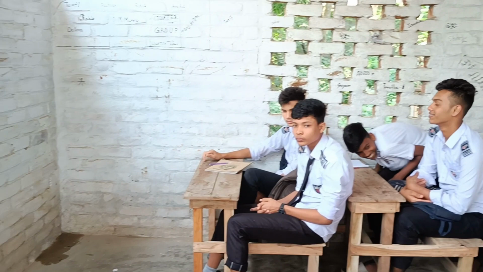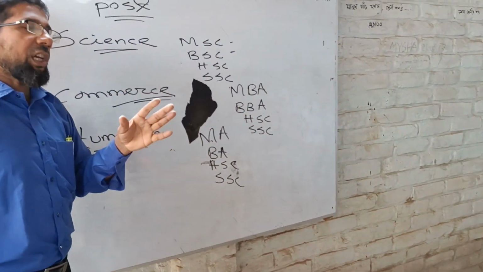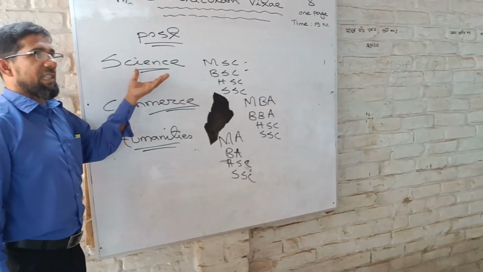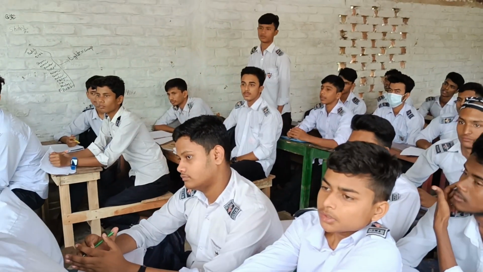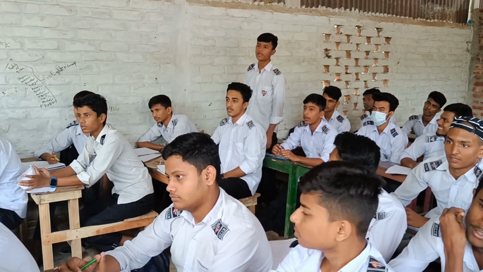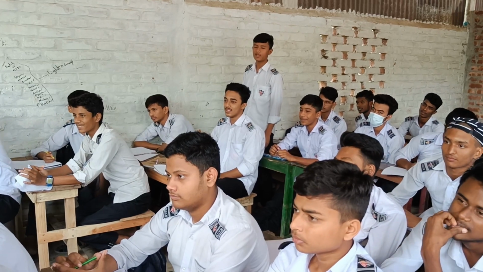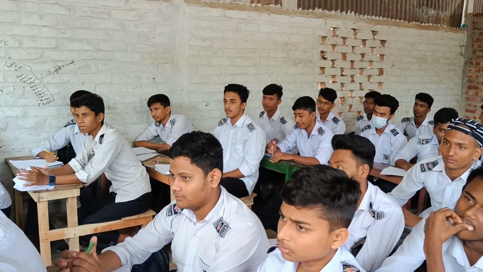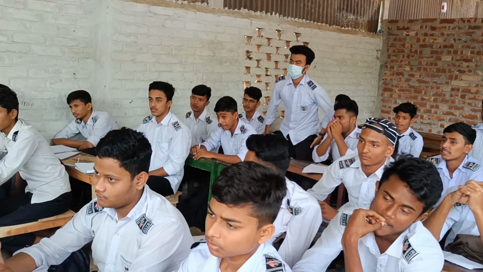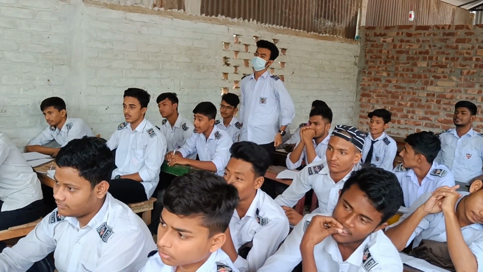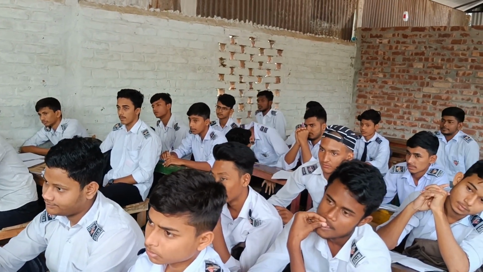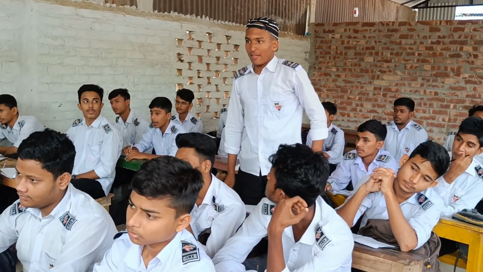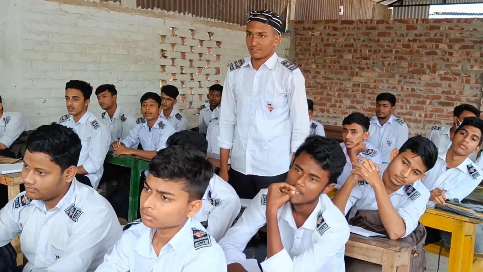Sit down. Will you remember or forget? Yes, she can tell you. You have to know the science level. Science level, you can go. MSc, BSc, SSC. Correct, sir. Commerce: MBA, BA, SSC. SSC, correct. Sit down. Next, Humanities: MA, BA, SSC. SSC, okay. Thank you very much.